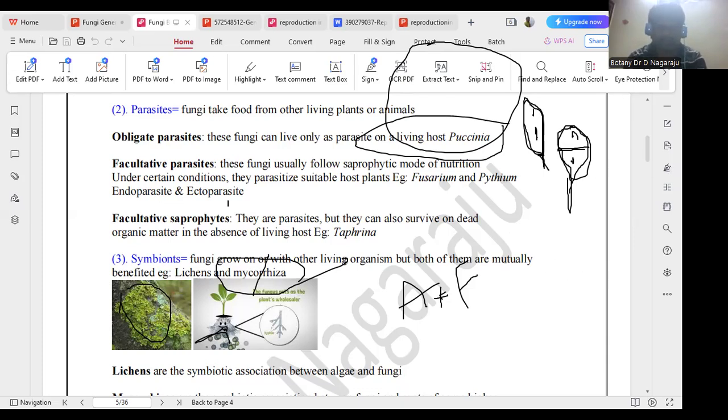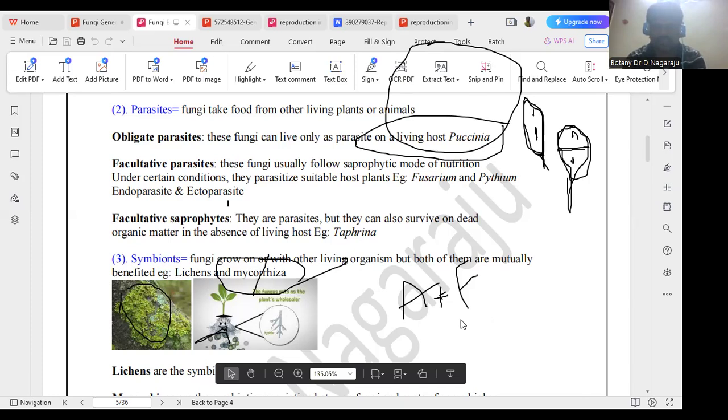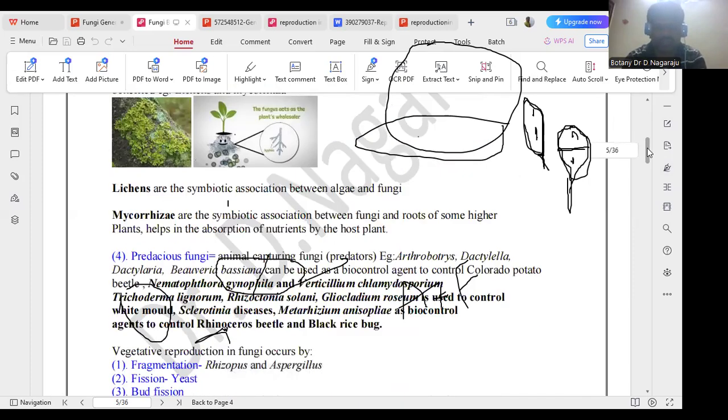Mycorrhiza. Okay, these are the types. Yes, mycorrhiza. And another one is predaceous fungi. I already told you, they grow on other organisms. That means they grow on animals and kill the animals.